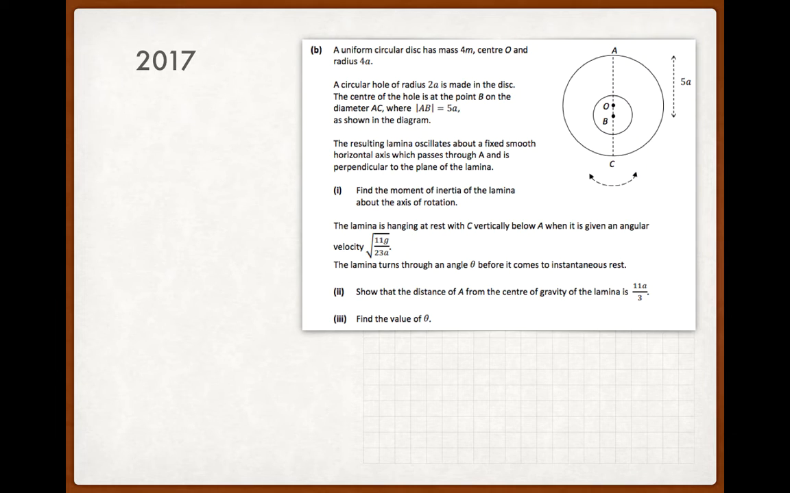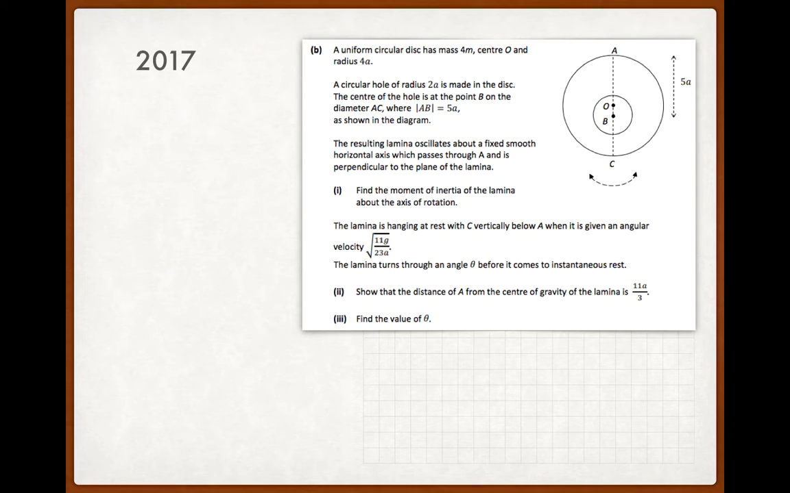So we'll be looking for the mass of the cutout, because we'll be looking for its moment of inertia, and we'll subtract that moment of inertia from the moment of inertia of the entire shape before the hole is cut. And to get the mass, we'd use the mass per unit area of the entire shape equals the mass per unit area of the cutout. Again, because it's a uniform circle, we can do that.